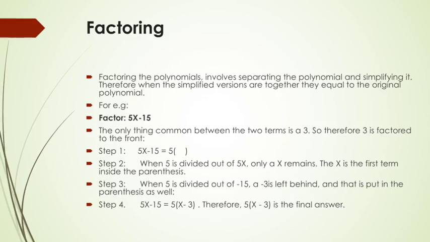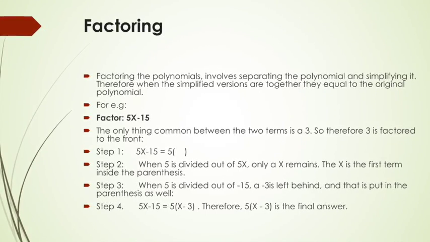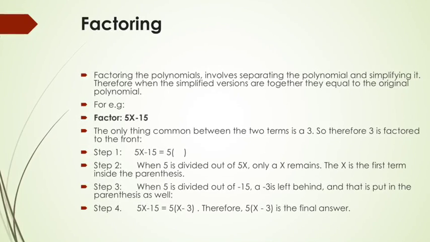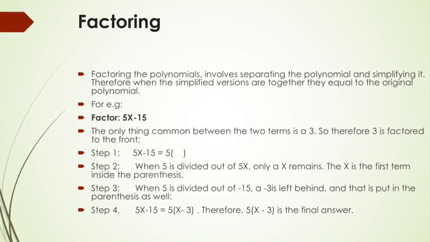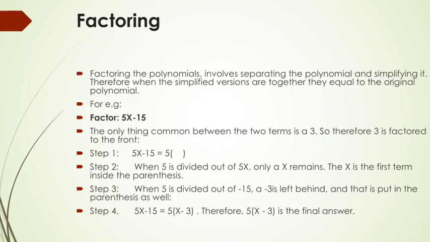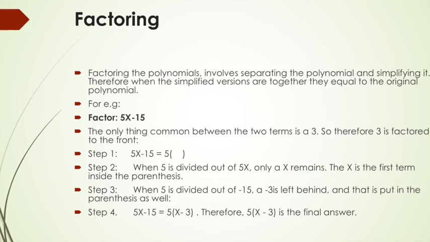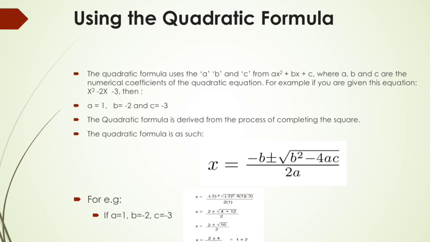Therefore 5x minus 15 is equal to 5 brackets. When 5 is divided out of 5x, only an x remains. Same with 15. When 5 is divided out of minus 15, a minus 3 is left behind. Therefore, you are left with x minus 3. You put x minus 3 inside the parentheses, and therefore your answer would look like 5 times x minus 3 in the brackets.